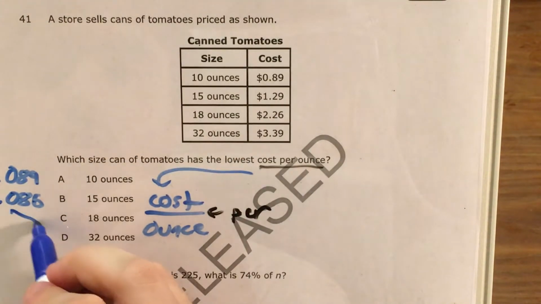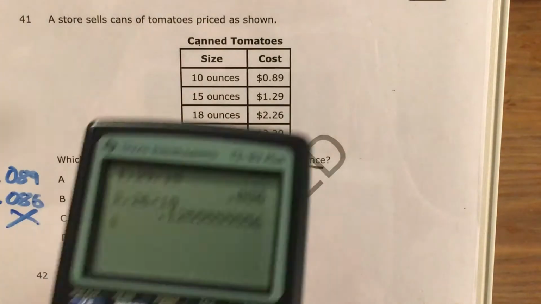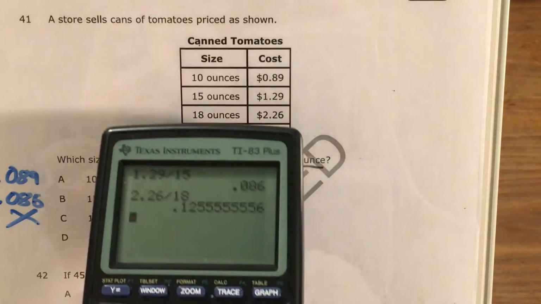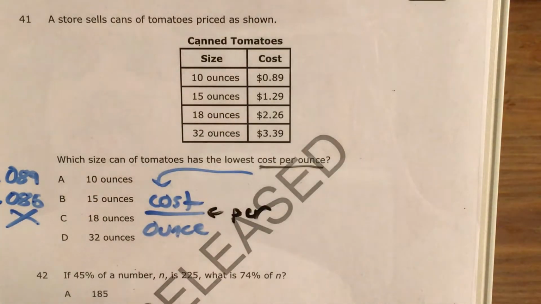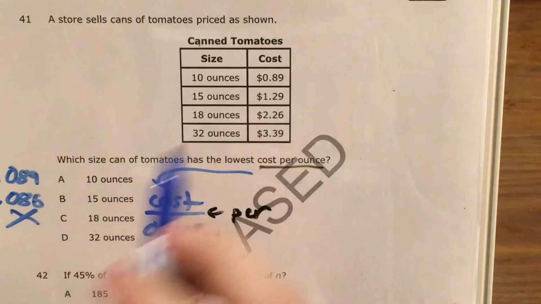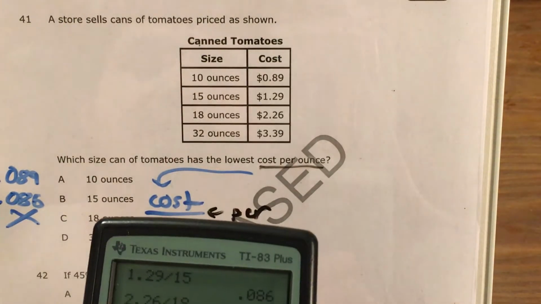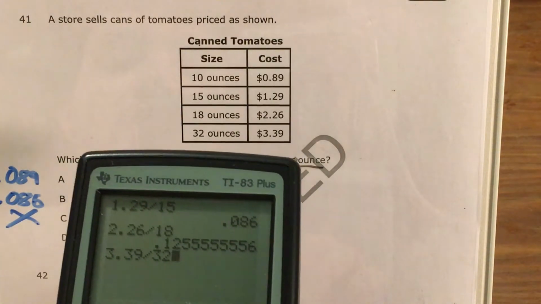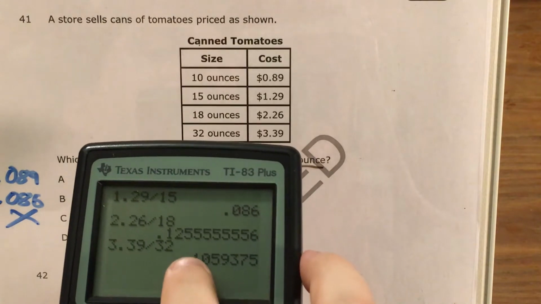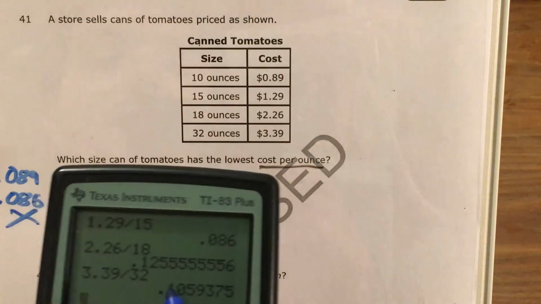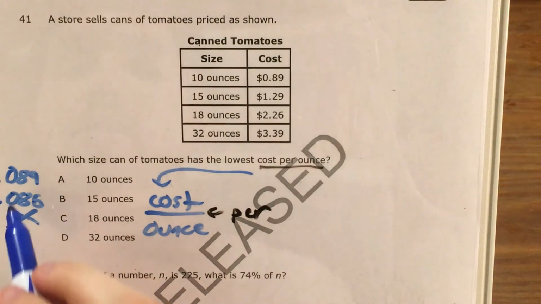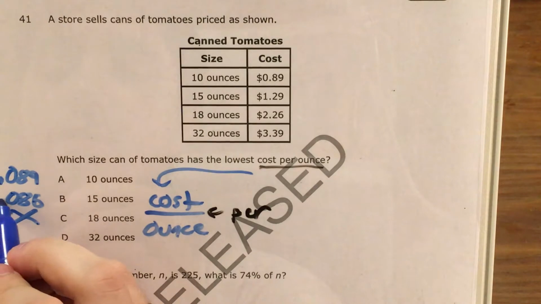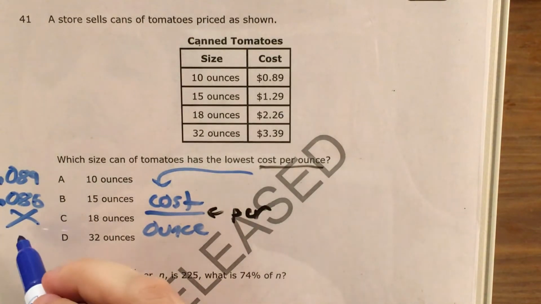Either way, I can tell from the tenths place, because I have a 1 in my tenths place, whereas I had a 0 in my tenths place in both my other answers, that this is not going to work. So now I move to choice D, where I test a $3.39 can of 32 ounces, and again, that gives me a 1 in my tenths place, which I know is going to be bigger than each of these, where I had a 0 in my tenths place. It's a little easier to see now.